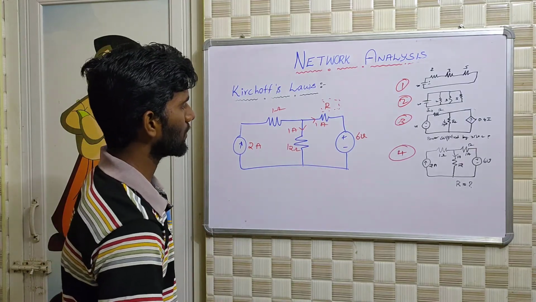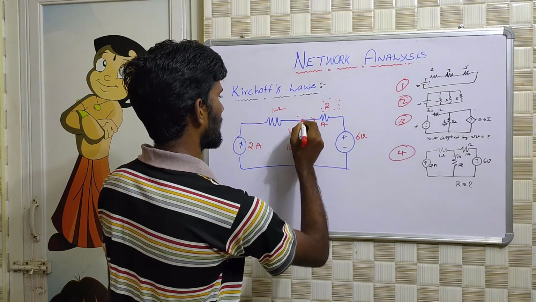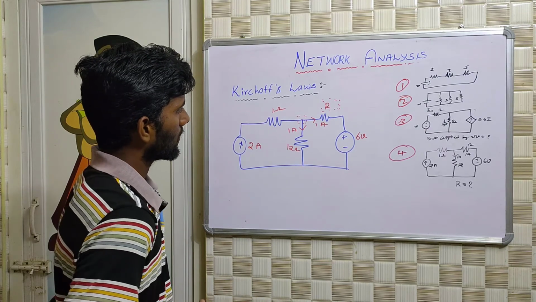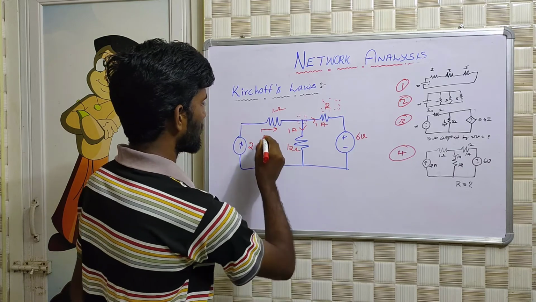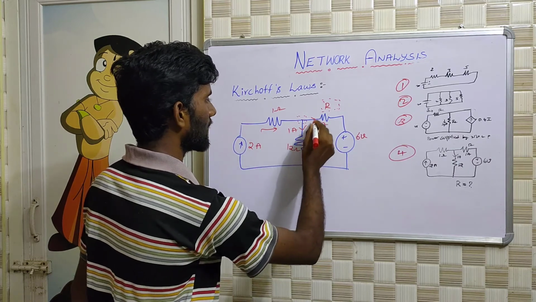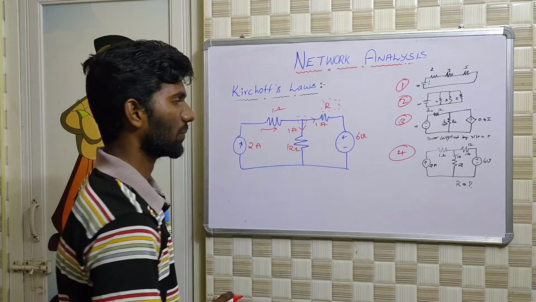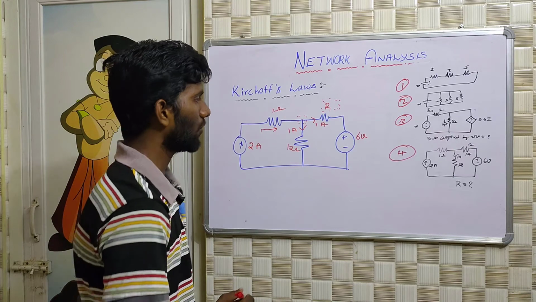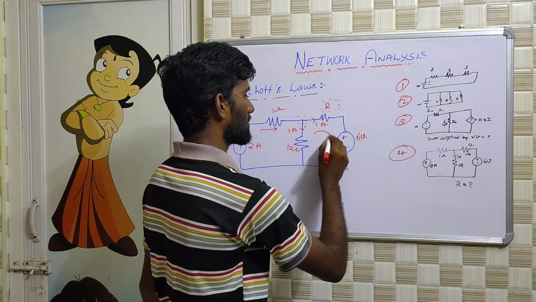So here also we will apply KCL initially. So this is a 2 amperes current. So this is entering current, this is leaving, this is leaving. So 2 amperes is equal to 1 ampere plus 1 ampere. Okay, KCL is satisfied, right? So now we are going to apply KVL across this loop.